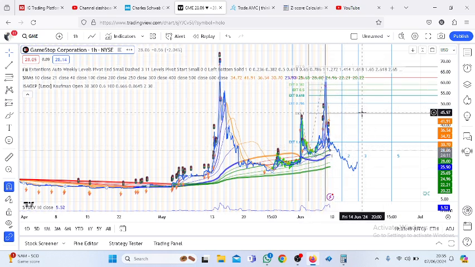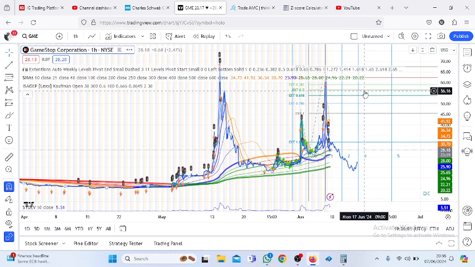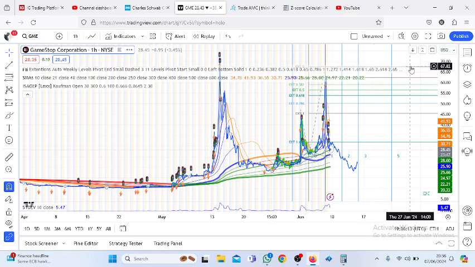So we have another upper projection here on this hourly chart of 45.47, and then we have 50.24, 53.85, 56.65, 59.28, 62.40, and 67.50. These are the projections we have on the hourly chart for GameStop.